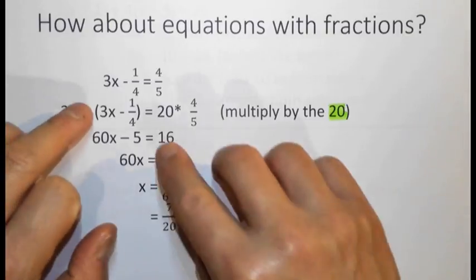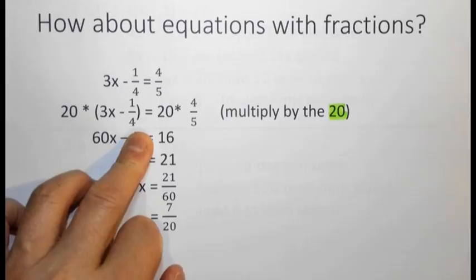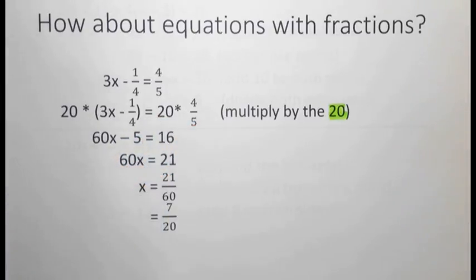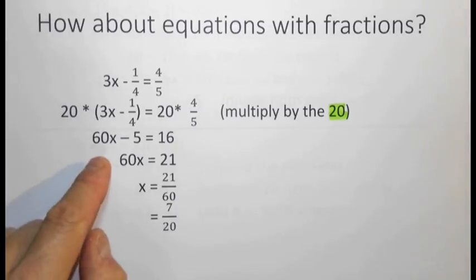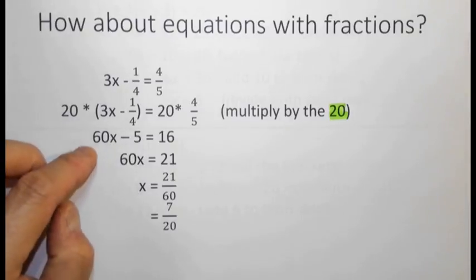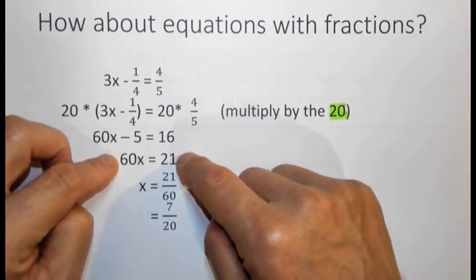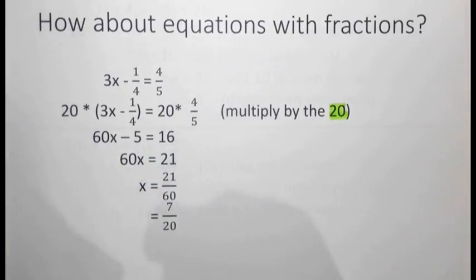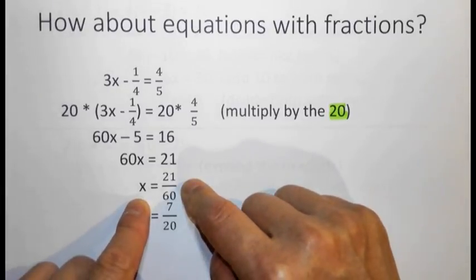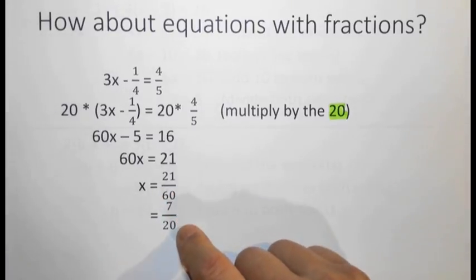20 into brackets (3x - 1)/4, and then 20 times 4/5. Alright, we therefore have 15x - 5 equals 16. Adding 5 on both sides, we have 15x equals 21. And then dividing both sides by 15, we have x equals 21/15. And simplifying it, we have 7/5.